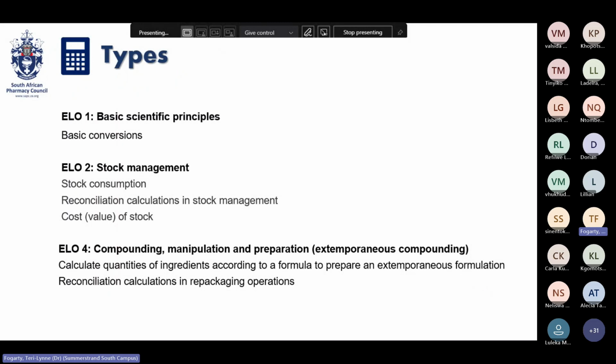And so when repackaging happens, you're using a certain number of containers, a certain number of tablets, and a certain number of labels. You then package from a bulk into a smaller pack, and there are leftover containers, or maybe leftover tablets or leftover labels, and you've got to reconcile. How many did I take? How many did I use? How many do I have left over? That's what we mean by reconciliation calculations.